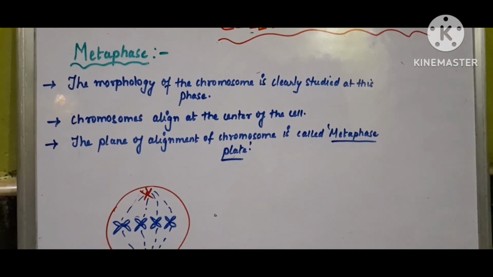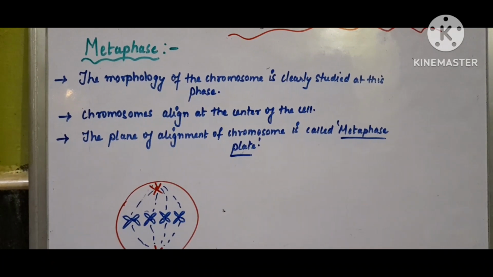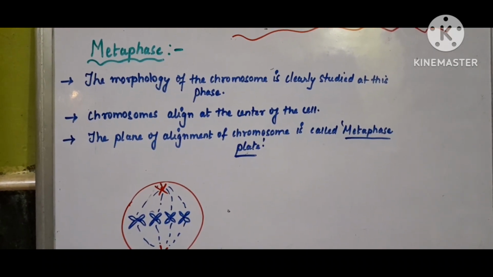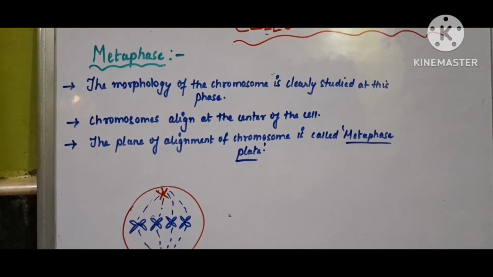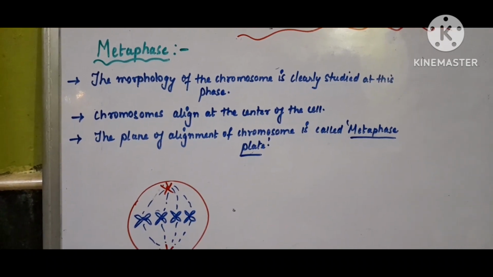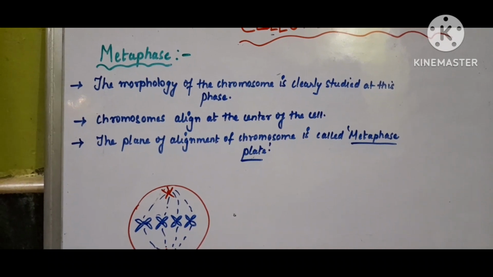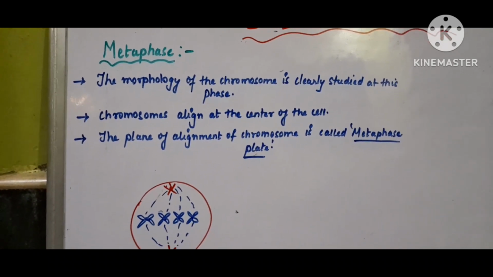So the next phase is the metaphase. During this phase, the morphology of the chromosome is clearly studied because the chromosomes are now in a very condensed state and they are clearly visible under the microscope. So at this position, we can clearly study the structure of chromosomes.